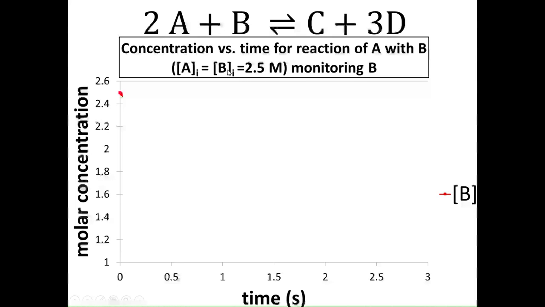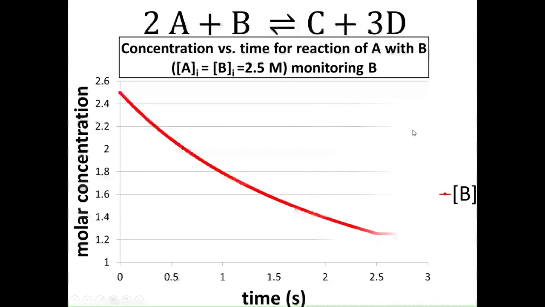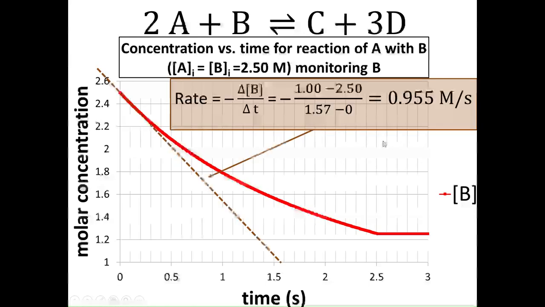We're running this reaction with A and B starting out at 2.5 molar, and of course there's no C and no D. And so we're just monitoring B, and here we go. So practically, how would we go figure out what the initial rate was? Well, we'd go get our straight line, line it up to the slope early on in that plot, and then I've used my X and Y intercepts here to get my rise over my run, and I found my molarity there.